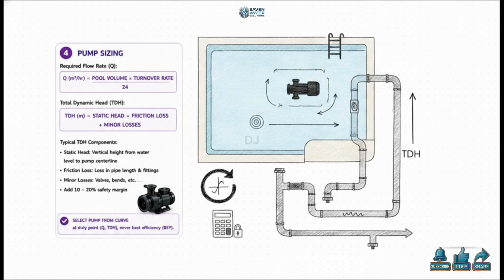You have to calculate what's called the total dynamic head, or TDH. Basically, you're factoring in the static height the water has to be lifted, the friction loss from the length of all those pipes, and minor losses from things like valves and bends. Oh, and here's a fantastic pro tip we pulled straight from the text. Always add a 10 to 20% safety margin to this calculation before you actually buy your pump.